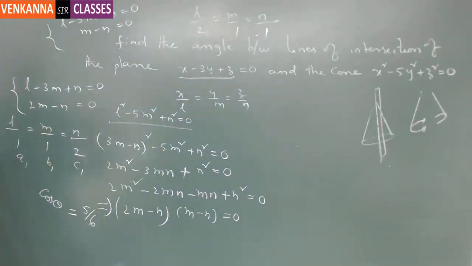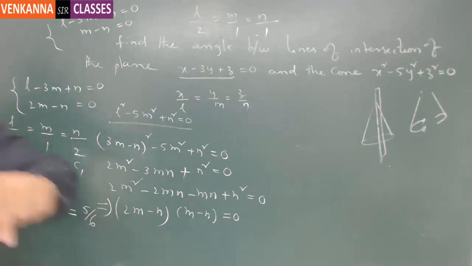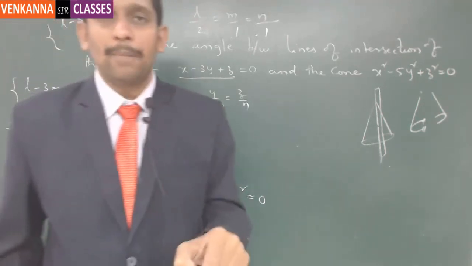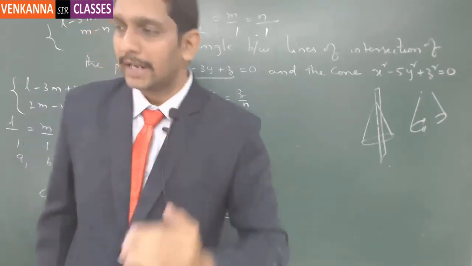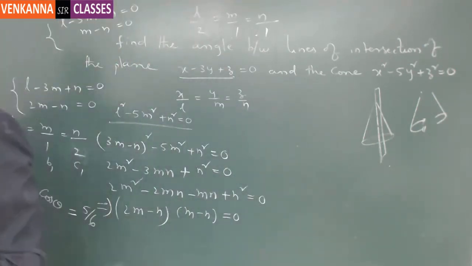While entering and while going out, you will get two lines of intersection. And how are those lines of intersection formed? It is the common part for the plane as well as the cone. Agreed? Say.